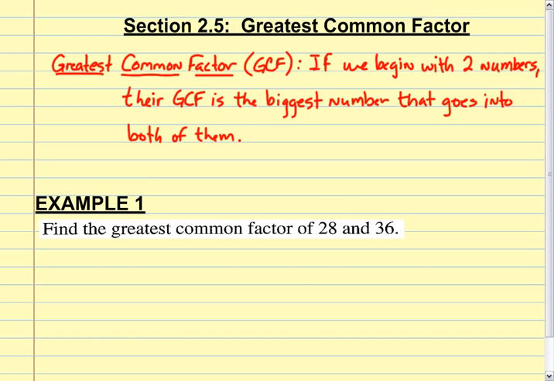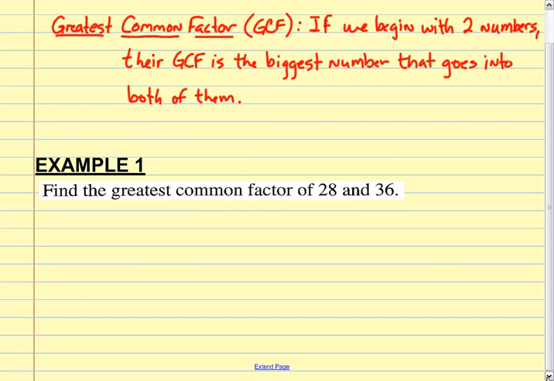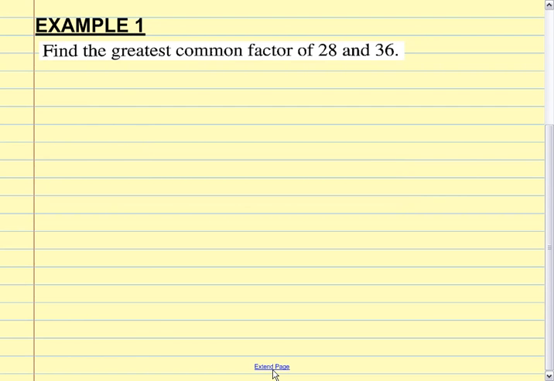Let me show you. In the past, if I wanted to find the greatest common factor of 28 and 36, in example number 1, I would do a factor tree for both of them. And then I would see which prime factors they have in common. That works. It works all the time and it's easy.